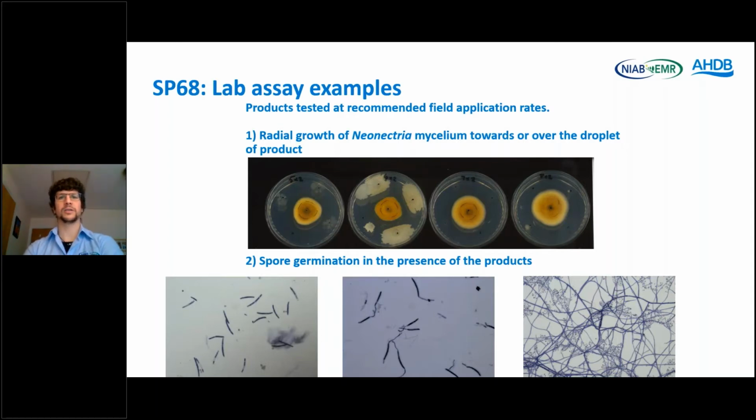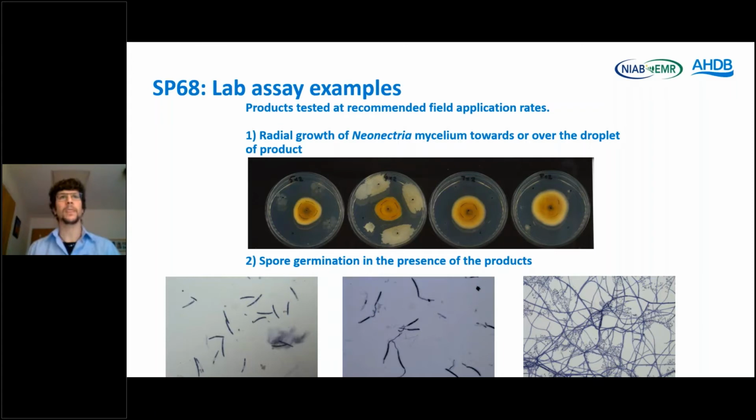The middle one is water control, and on the right you can see a product that really exacerbated the germination, so it provided nutrients instead of stopping the spores. That can happen when you apply foliar feed to the trees. The spores grow much faster, much quicker.